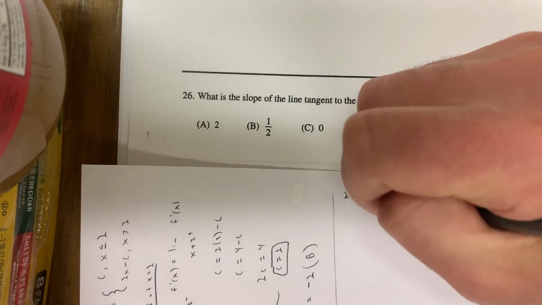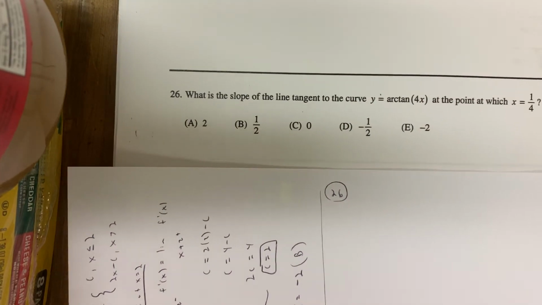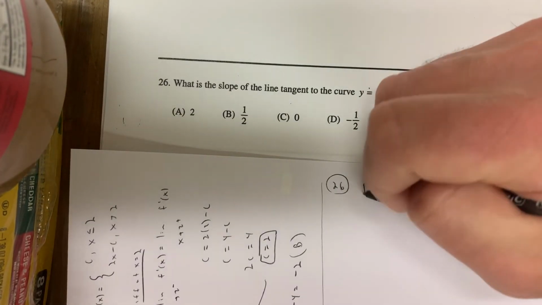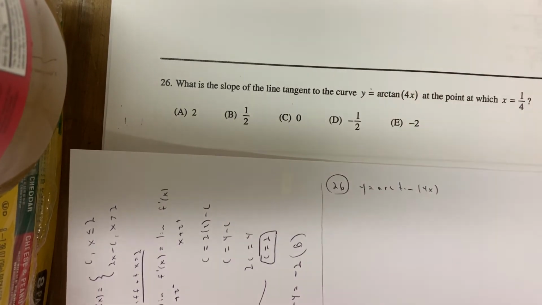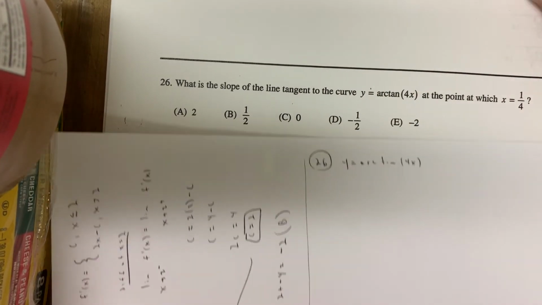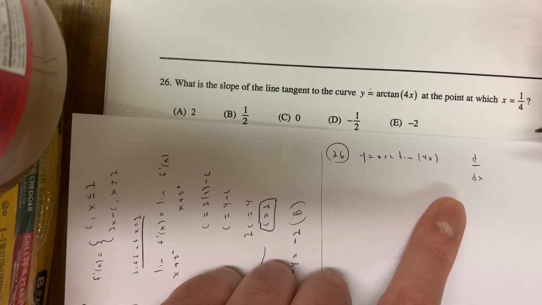Number 26. What's the slope of the line tangent? Slope of the tangent line. Take the derivative of the curve y equals arctan 4x at x equals 1/4. You've got to know how to take the derivative of arctangent. Remember, that's really tangent inverse.